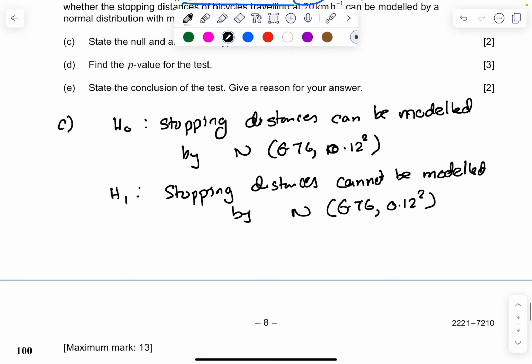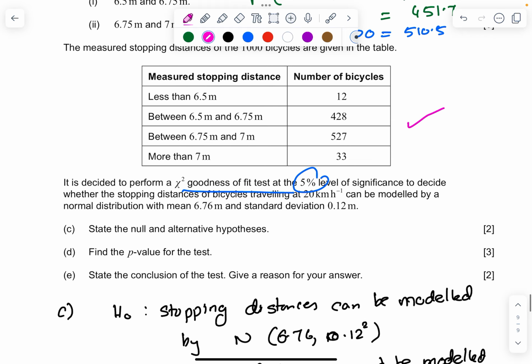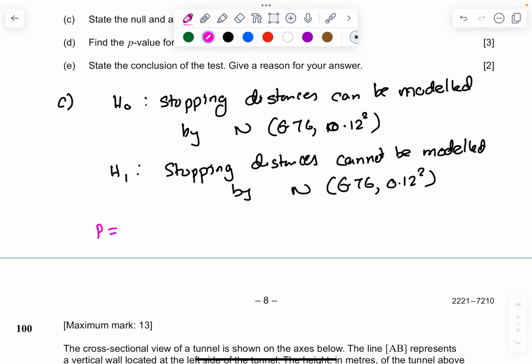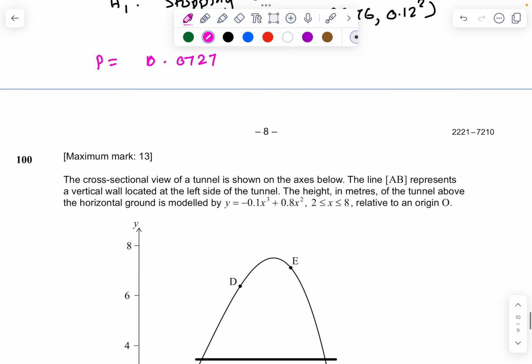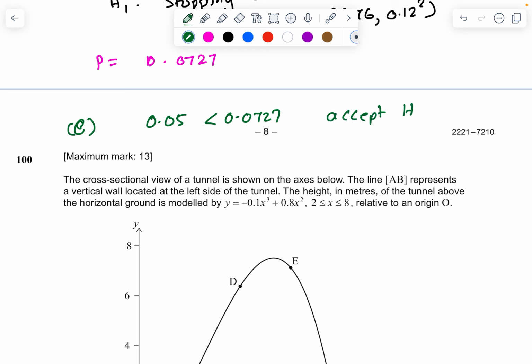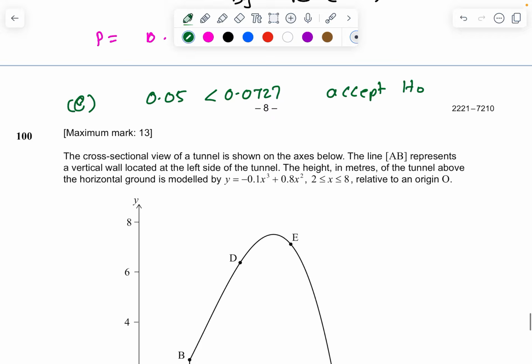Find the p-value. Enter these values into the graphing display calculator. You should be able to get the p-value as 0.0727. Now part E, 0.05 is less than 0.0727. So what am I going to do? Accept the null hypothesis. If it is greater than the significance value, accept the null hypothesis. If it is less than the significance value, reject the null hypothesis.